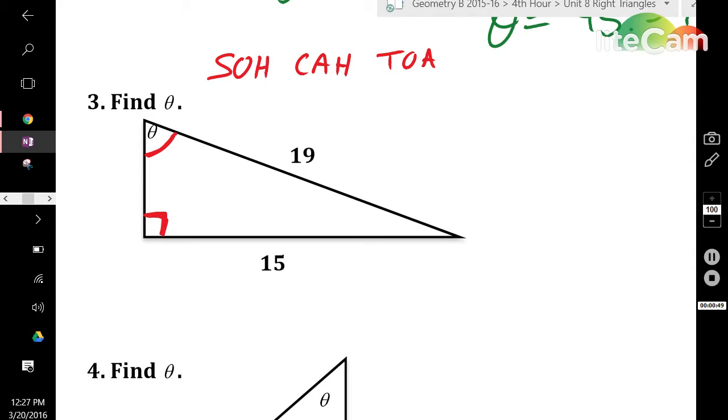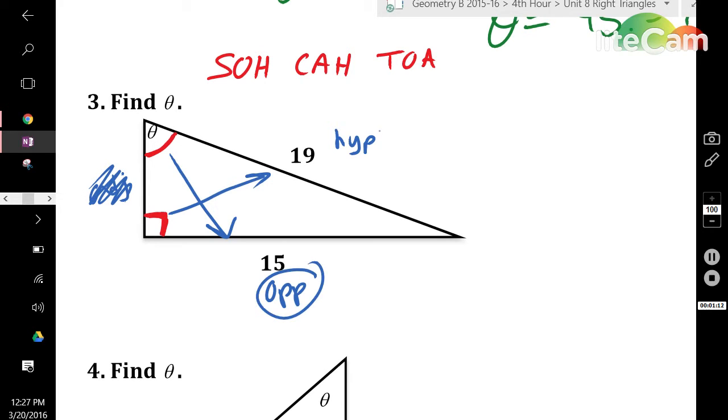And just like with finding missing side lengths, we're going to label the side lengths first and determine what trig function to use. So 15 is going to be opposite. 19 is going to be your hypotenuse because it's opposite the right angle. And our adjacent side length over here is blank, so we're not going to worry about using it in a trig function. So I have opposite and hypotenuse, O and H. That goes with the S, which stands for sine. It's going to be sine of theta is equivalent to 15 over 19, opposite over hypotenuse.